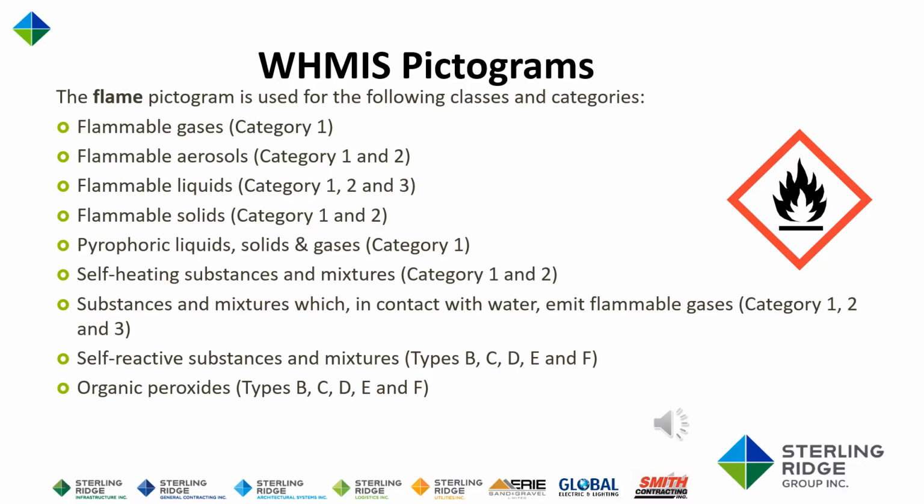The flame pictogram. The flame pictogram is used for the following classes and categories: flammable gases, Category 1. Flammable aerosols, Category 1 and 2. Flammable liquids, Category 1, 2, and 3. Flammable solids, Category 1 and 2. Pyrophoric liquids, solids, and gases, Category 1. Self-heating substances and mixtures, Category 1 and 2. Substances and mixtures which, in contact with water, emit flammable gases, Category 1, 2, and 3.